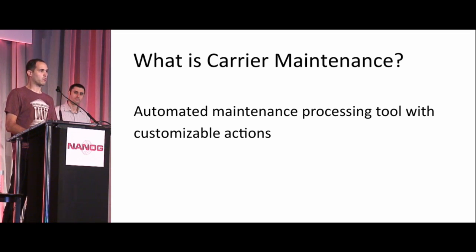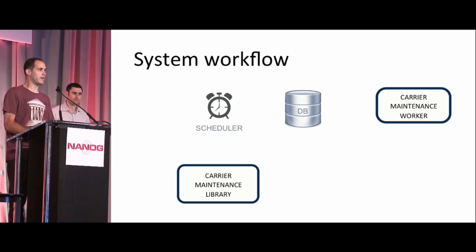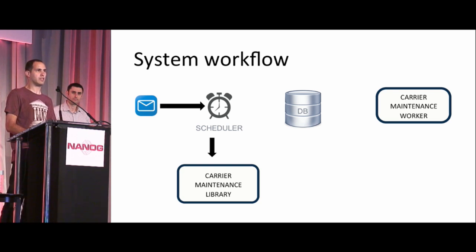So that's when we decided to create Carrier Maintenance, which is a set of tools that helps us automatically parse the maintenance notifications and take action on them. To give a brief description of how the workflow works, we receive emails, which are received by the scheduler, and the scheduler sends these through the Carrier Maintenance library, which is the library that we use to parse the emails and basically extract any information that we need to schedule these maintenances. When the data comes back, we save it as events in a database.